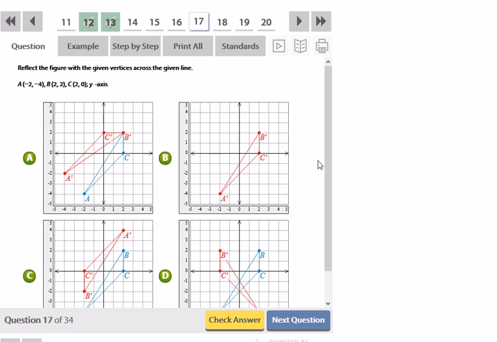Reflect the figure with the given vertices across the given line. So here we want a y-axis reflection. The y-axis is vertical, so we're looking for something that flipped across a vertical line, so it definitely can't be A. And we want the original points to be the points that are listed here, which is negative 2, negative 4, 2, 2, and 2, 0.